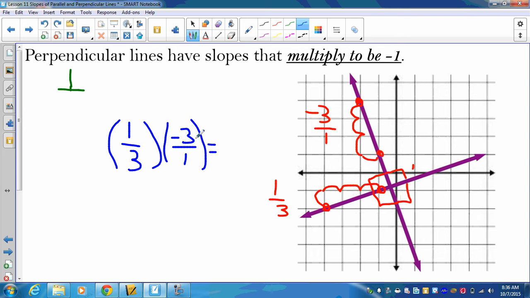So I multiply the tops to get negative 3. Multiply the denominators, the bottom, to get positive 3. And this simplifies to be negative 1. So these are two perpendicular lines. So again, the slopes of the perpendicular lines, if we multiply them together and get negative 1, then they're perpendicular.